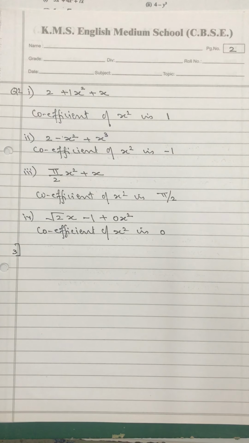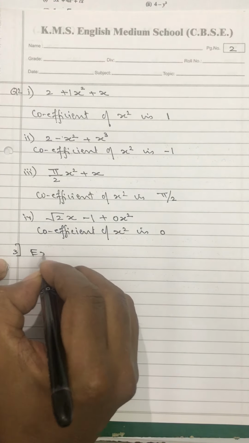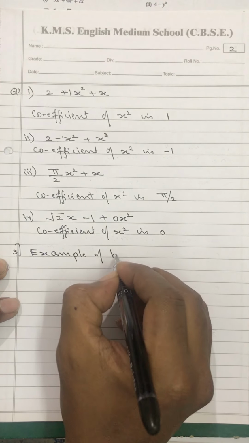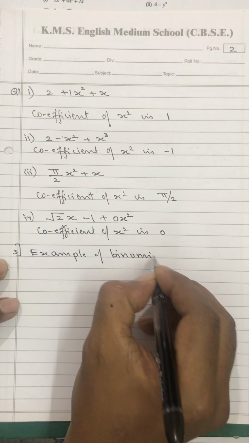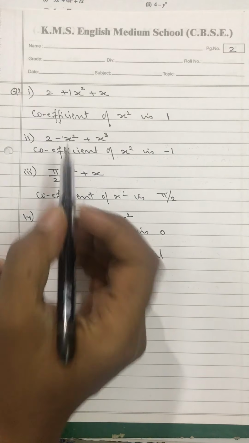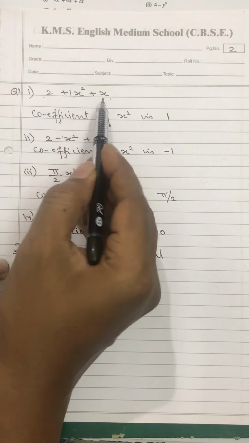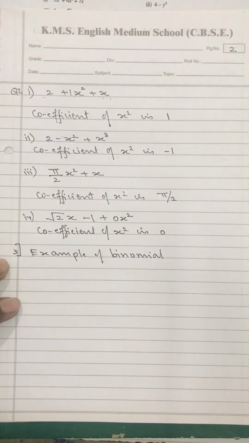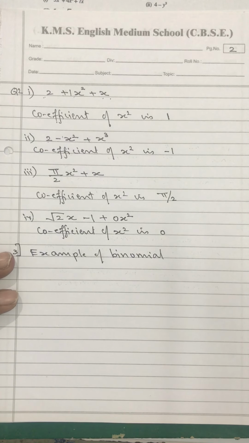Now with the third question they are asking us, give one example each of a binomial of degree 35. See, when they are asking us an example of a binomial, it means there are supposed to be two terms. Here there are three terms, 1 2 3. Here again there are three terms, 1 2 3.